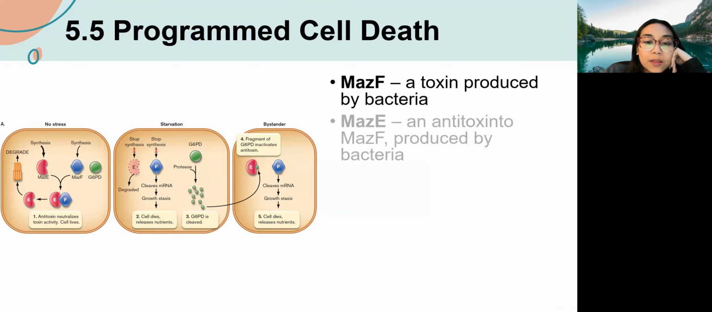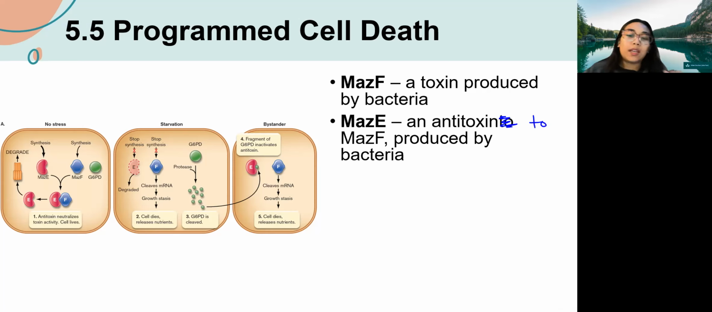Okay, but the bacteria also produce MAS-E. MAS-E is the antitoxin to MASF. Sorry, this should say antitoxin to MASF. So MAS-E basically prevents MASF from killing the bacteria. MASF is the toxin that would kill the bacteria. By the way, the bacteria are producing MASF, but the bacteria also produce an antitoxin against this toxin. So MAS-E prevents MASF from ever killing the bacteria. So that's what's happening here in part.